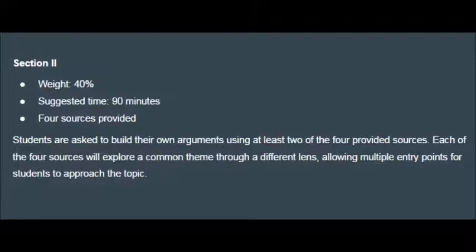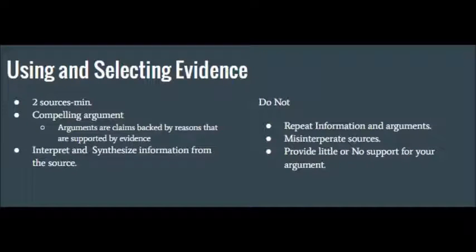Using selecting evidence, there's a 2-source minimum, and the argument needs to be backed by reasons that are supported by evidence. You need to be able to interpret and synthesize information from the source. This is because all of your facts need to be from credible sources and they need to be reliable. So you can't just state a fact, you have to state where you got it from and why it matters. So this is also where the interpreting of the information comes from, because you have to take the information and not only back it up with evidence, but say why it matters and why it is important.